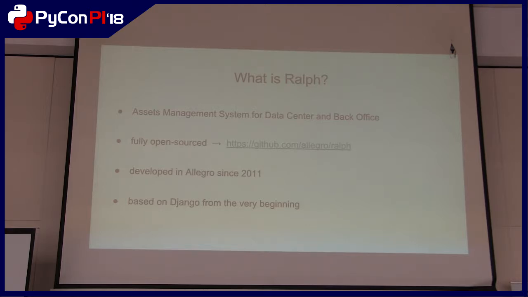Ralph is fully open source. It's available at github.com/Allegro/Ralph, and it's developed in Allegro since 2011. This project was initiated by Łukasz Langa, now one of the Python core developers. And Ralph was based on Django from the very beginning. The first version of Ralph was based on Django admin 2, then we had a customized user interface working side by side with Django admin, and now we have the third version of Ralph.